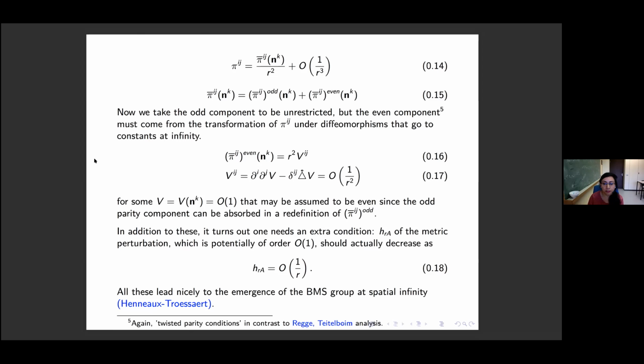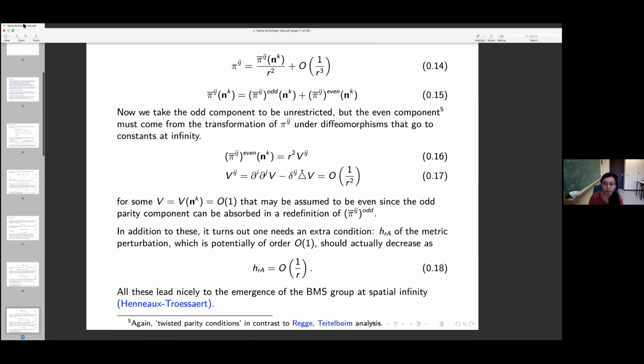Now, in addition to these conditions, it turns out that there is another technical requirement. The mixed radial-angular component of the metric, if you naively apply these boundary conditions, it turns out to be of order 1, but by hand, we put it to be 1 order higher. We impose that it goes as order 1/r. This is related to the finiteness of the symplectic form, boosts, etc.